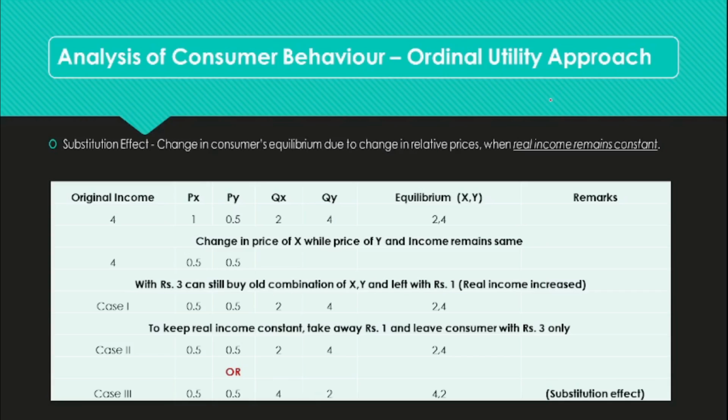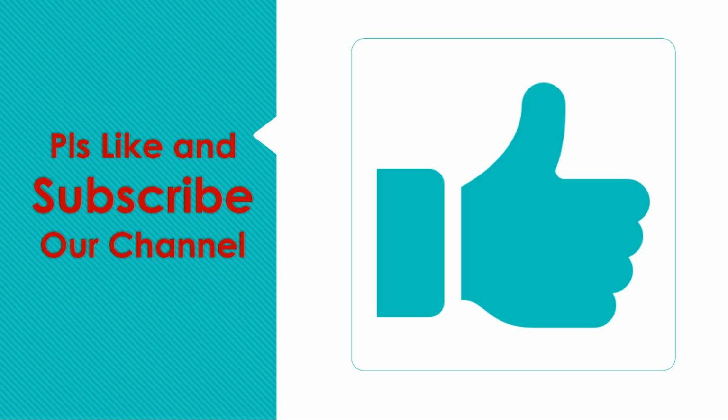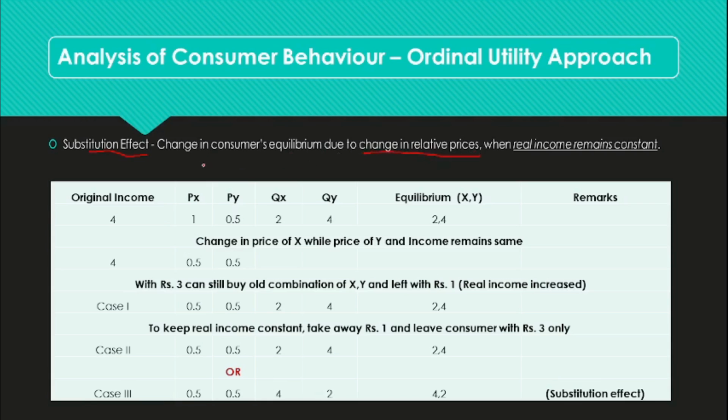In today's video, I will discuss the substitution effect. What is the substitution effect? Due to a change in the relative prices of one of the commodities, there is a change in the consumer's equilibrium, and that is known as the substitution effect. Given that the real income remains constant, that is the most important point to be noted here. And I will discuss this with an example.